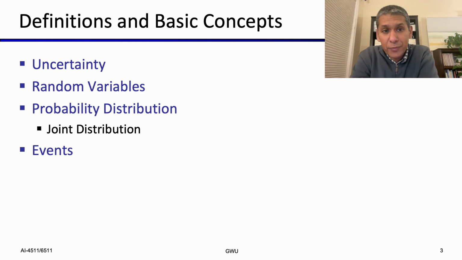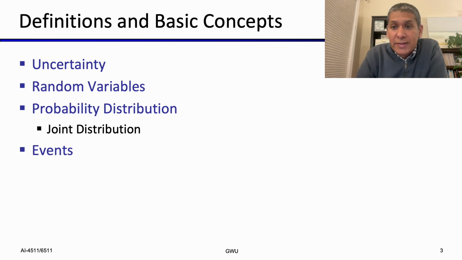So within that, today what we're going to cover is some very basic definitions, basic concepts such as uncertainty, random variables, probability distribution, and events. And in follow-up videos, we'll talk about marginalization and some of the other more useful ways to use those concepts.